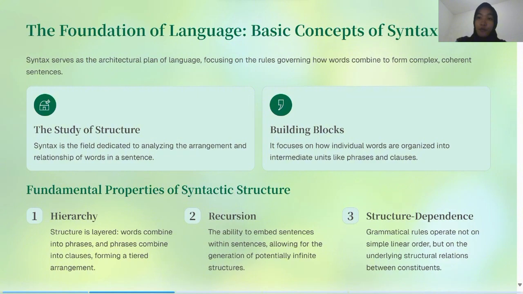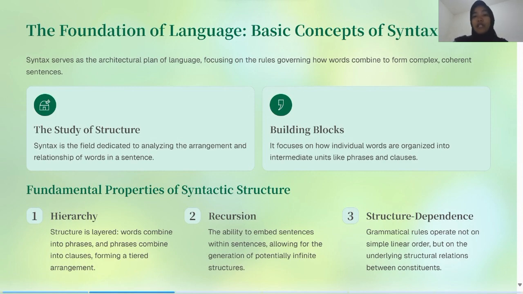There are three main properties of syntax. The first is hierarchy, where words are combined into phrases, phrases combined into clauses, and clauses form sentences. The second is recursion, where a sentence can contain another sentence, allowing us to create an unlimited number of new sentences. And the third is structure dependence. Grammar depends on how sentences are built, not just on the order of words.